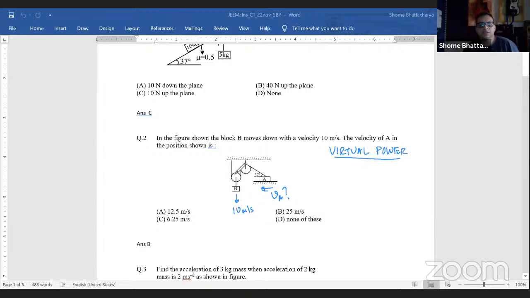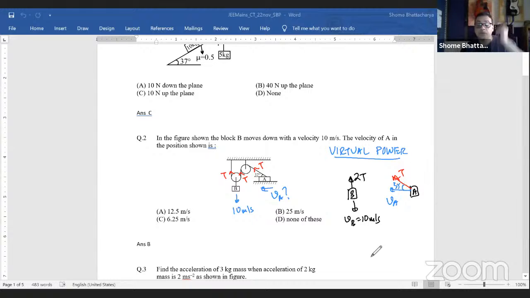Okay. So what is happening is you can see that on block B, okay, there is 2T acting upwards. It has a downward velocity of 10 meters per second. Whereas on block A, you can see there is T acting like this. So when you look at block A, the tension is acting like this, okay, whereas the velocity of the block is in this direction. So this angle is 37 degrees.